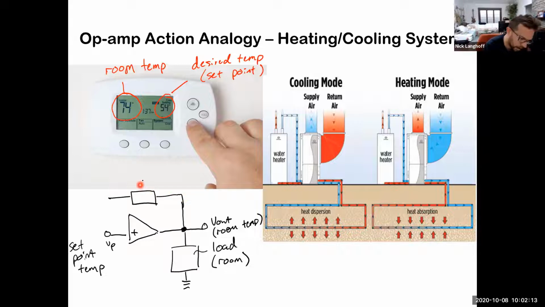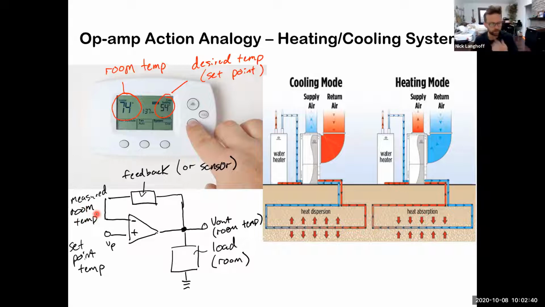This is the feedback path. It could be a resistor, or it could be a sensor of some kind, and that is then feeding back into the inverting input. And this is then the measured room temperature.